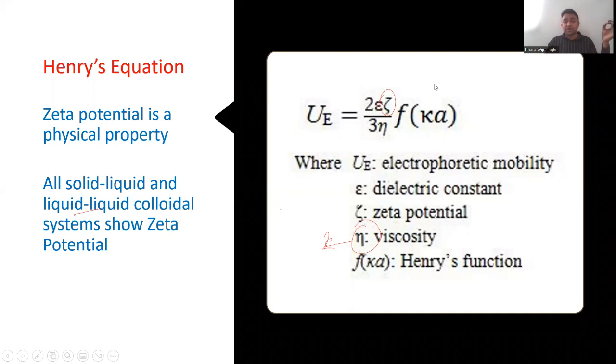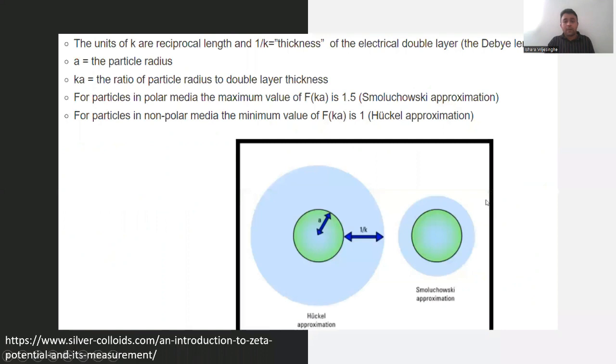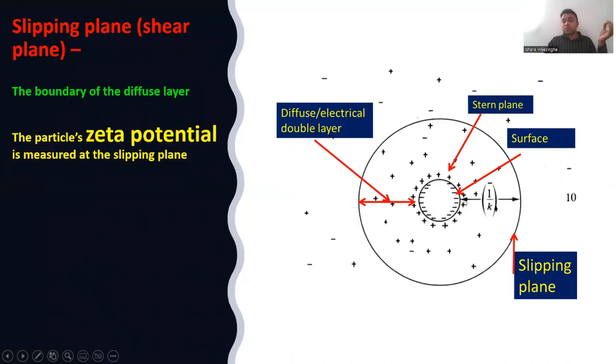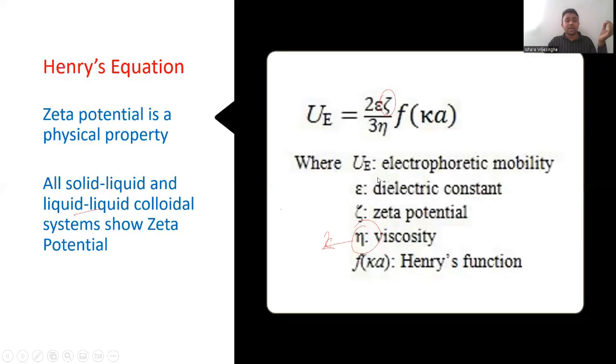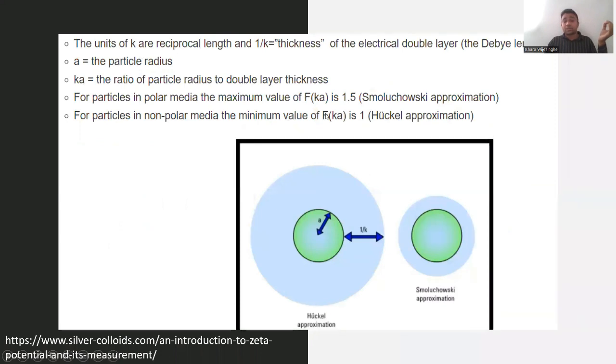And this one is a function called Henry's function. It is well defined, so for the calculation we can directly take it. Normally it can be 1. Here you can see the units of K are reciprocal length of the thickness of the electrical double layer. So this is 1 over K, which is called the Debye length, the electrical double layer thickness. So we have to take 1 over K there.